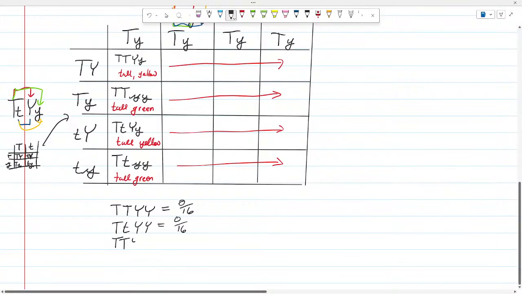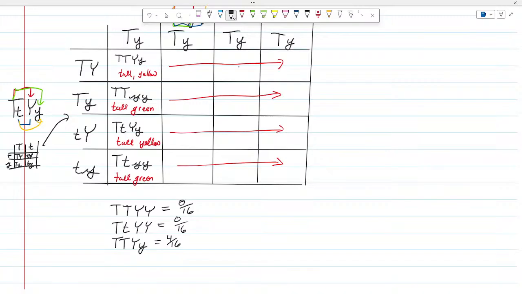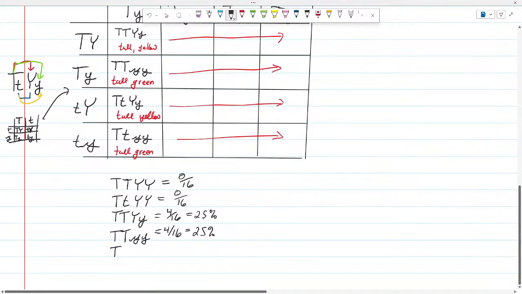What about big T, big Y, little y? 4 out of 16, right? Because that one goes across. So 4 out of 16. What's 4 out of 16? What percentage is that? 25%, or 1/4. Yep, absolutely. What about big T, little y, little y? 4 out of 16, which is 25%. What about big T, big Y, little y?